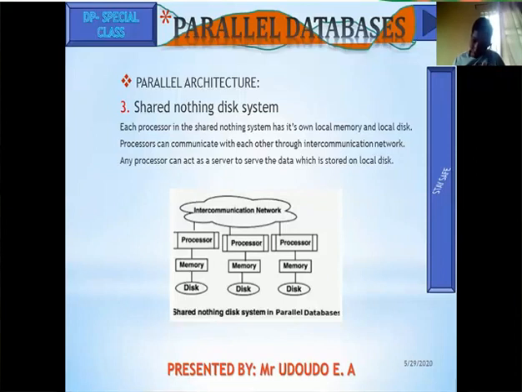That's about this guy, which is the shared nothing disk system. No disk is shared, no memory is shared. Everybody is on their own. However, there is an inter-network interface, because it is the same firm that owns this particular database system. But this one is more deployed with a company that has different branches.